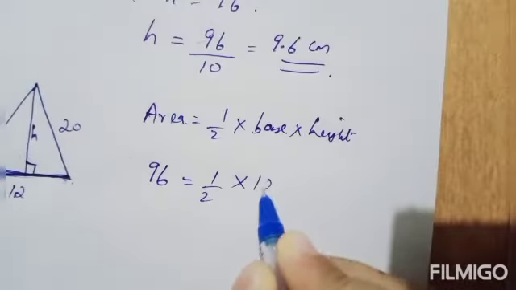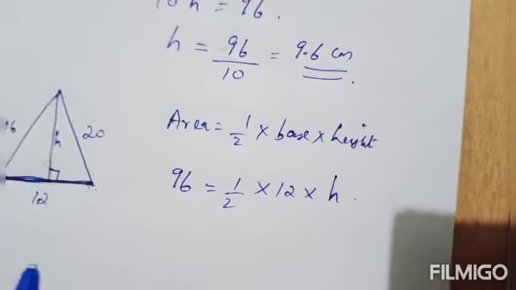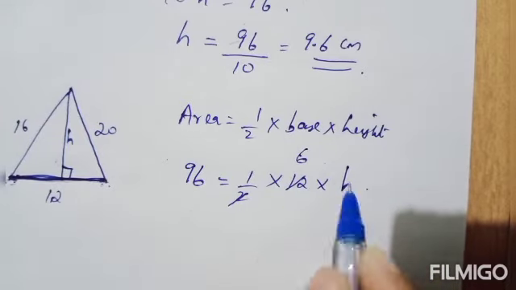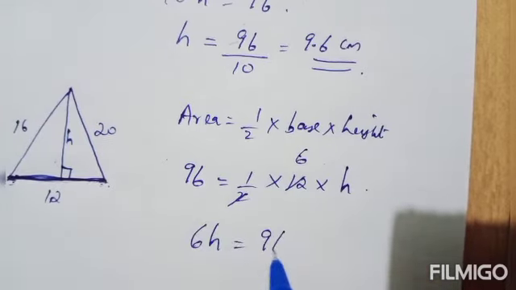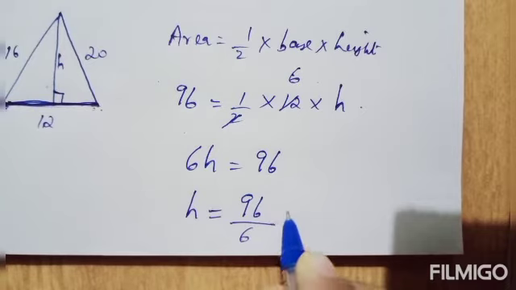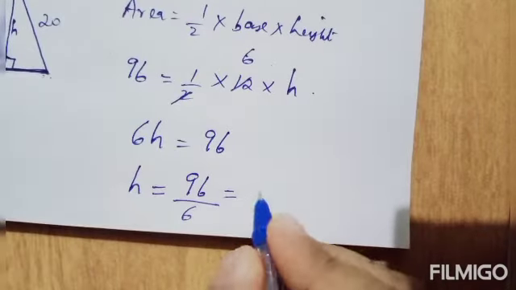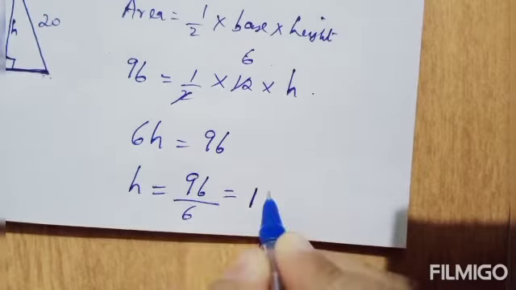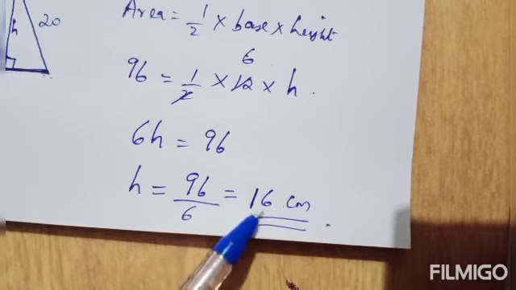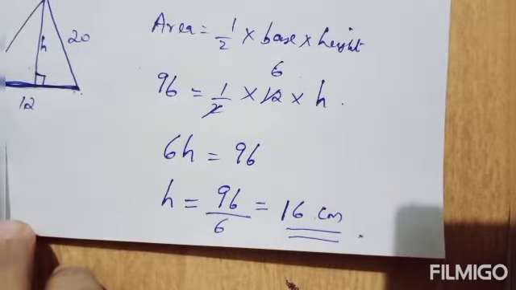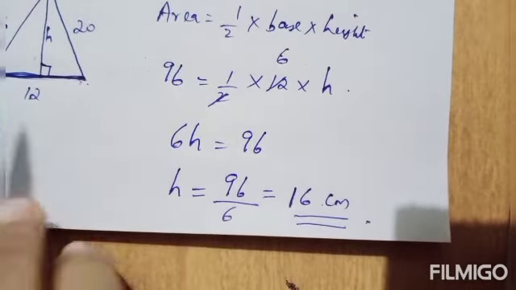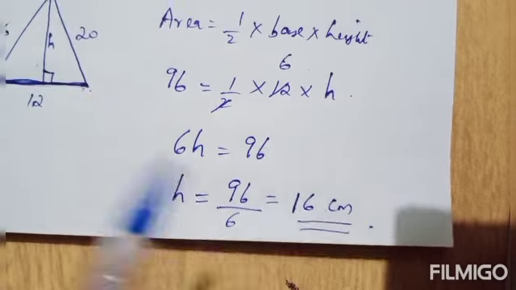So half into 12 into height, we can take h. So 2 and 12, 6 you will get. So 6 into h, 6h equals 96. From this how can you find h? h equals 96 divided by 6. Now you will get 16 centimeters. This is the corresponding height of the triangle to its smallest side. So the corresponding height of the smallest side is 16 centimeters.